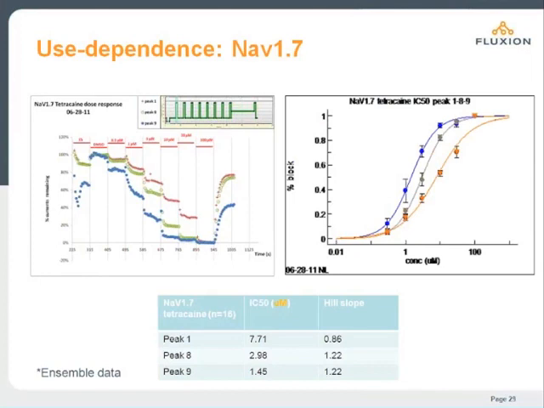Here is a similar experiment done using tetracaine and NAV 1.7. Once again, we are clearly seeing the use-dependent block by lidocaine, shown in both the measurements from the test pulses plotted over time, as well as the concentration response curves with the distinct leftward shift with the use-dependent, the 8th and 9th test pulses. And again, the summary showing the increase in potency in the lower table.